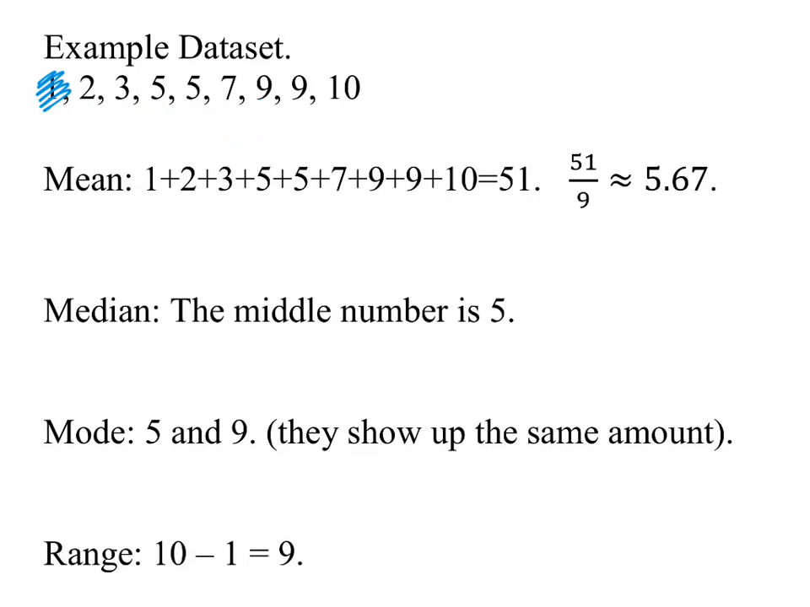I just wanted to show you if we didn't have an odd number data set. The mode on this is both 5 and 9. They show up the same amount. 5 shows up twice, 9 shows up twice, nothing else shows up twice. And so there's 5 and 9. If there wasn't a second 5 and a second 9, there'd be no mode. So if none of the numbers repeat, just put no mode, and that's fine. Some of the problems on your assignment do that. And then the range on this is going to be 9, because the biggest number is 10, the smallest number is 1. You subtract them, 10 minus 1, you get 9.